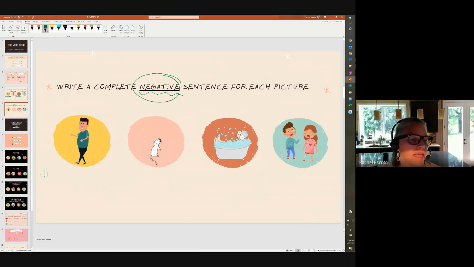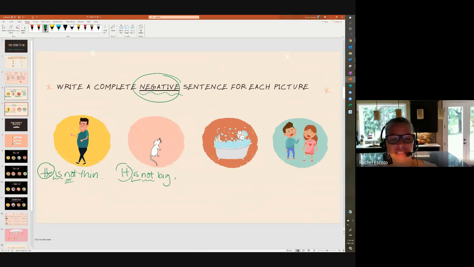I would say maybe he is not thin, right? I have my subject, my verb, and the word not. This makes it a negative. For this one, I would say it is not big, right? My subject, my verb, my not, and my adjective. It is not big.